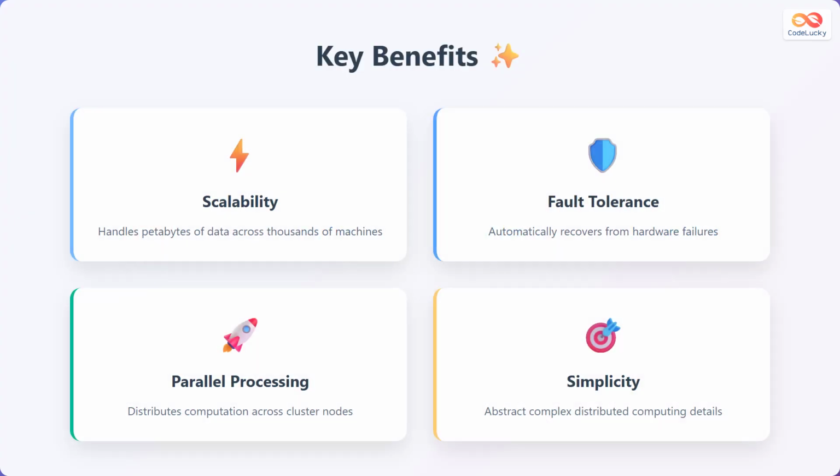MapReduce offers several key benefits. It provides scalability, which means it can handle petabytes of data across thousands of machines. It provides fault tolerance, meaning it automatically recovers from hardware failures. It also allows for parallel processing, distributing computation across cluster nodes. Finally, it offers simplicity by abstracting complex distributed computing details.